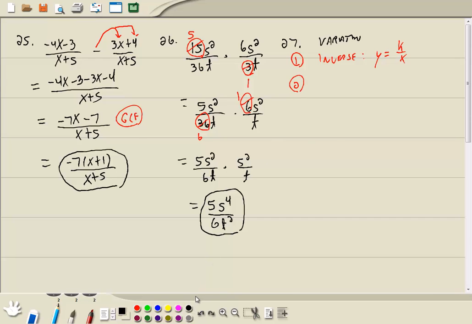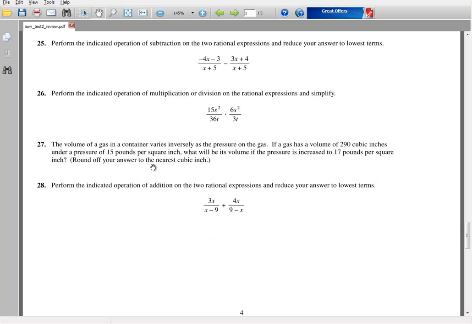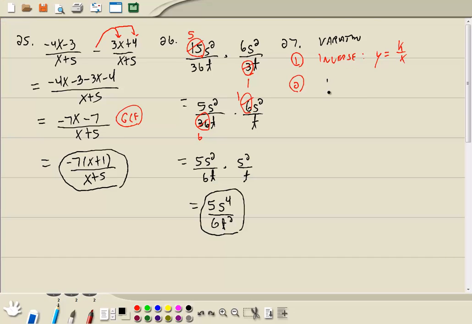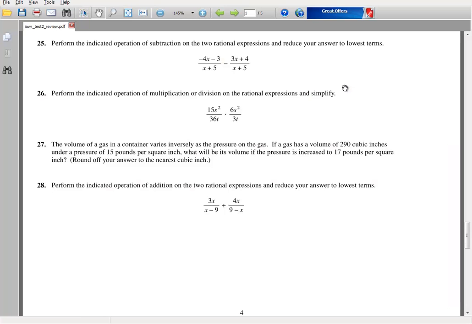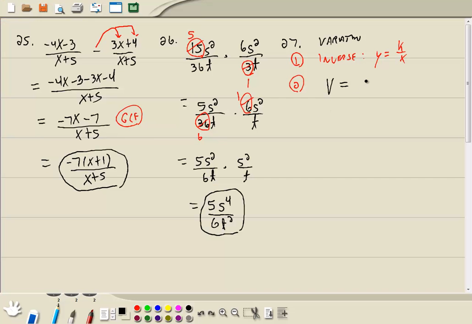So let's read it again. Keep in mind where the varies is your equals. Okay, volume of a gas container. V for volume. Varies, so those are my equals. Inversely as the pressure on the gas. So K over P. The inverse part always goes down in your denominator.